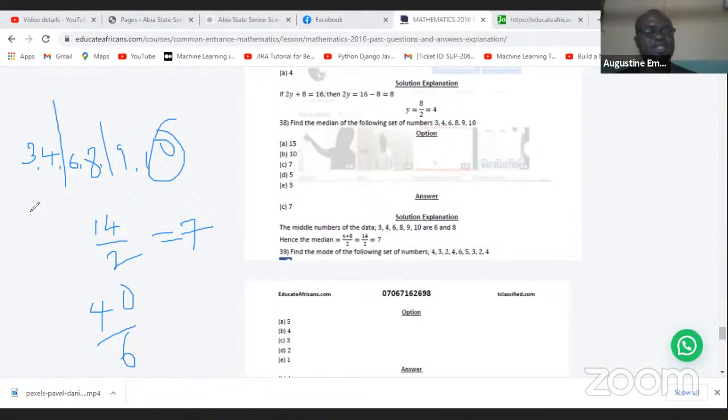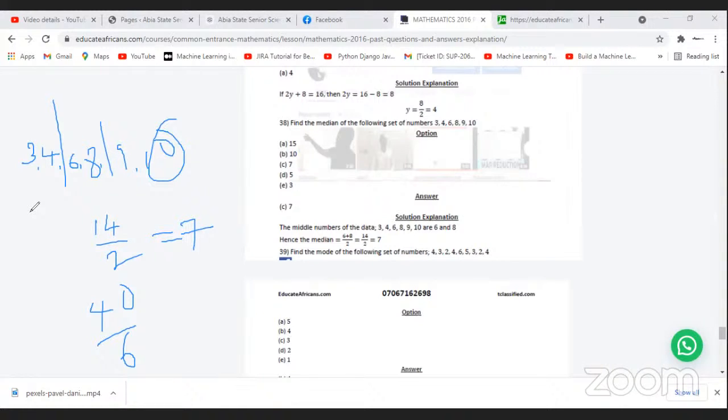Okay, if we are asked to find the mode, it is the most frequent number, so it would have been 10. If there are numbers that occur more than once, then that number would have been the mode.